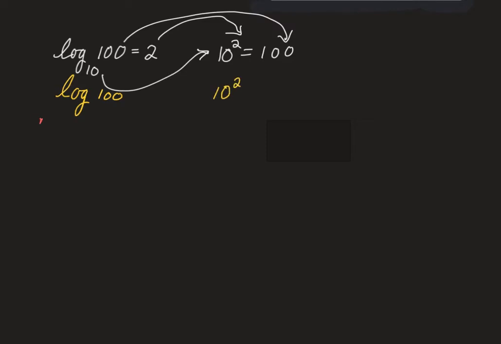So on the left, we read that as the common log of 100. And on the right, another way to read that is the anti-log of 2.